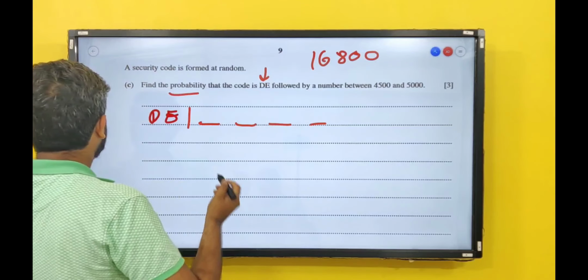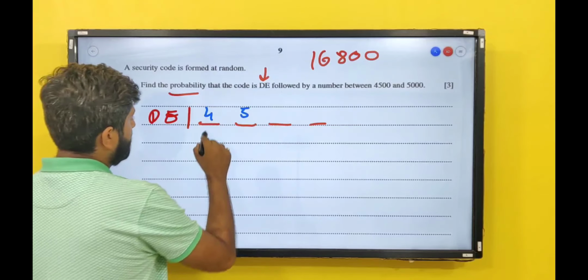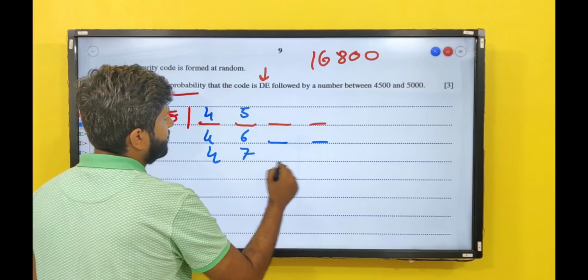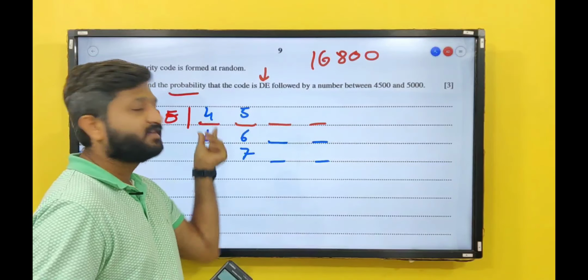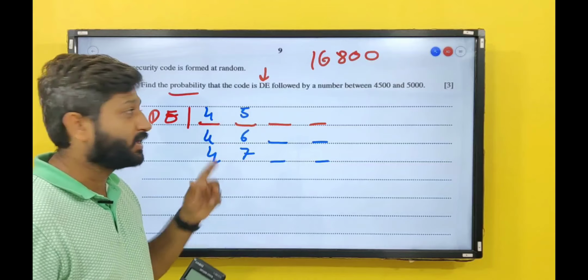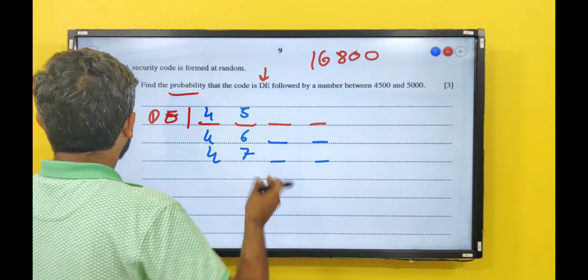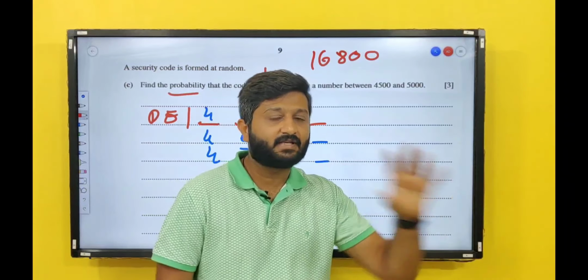Okay. So the numbers could be something like this. It could start from 4 and 5. It can start from 4 and 6, or it can start from 4 and 7. It cannot start from 5, 3, 2, 1 because I want numbers between 4500 and 5000. Okay. So if I have 4 and 5, which I have selected them.